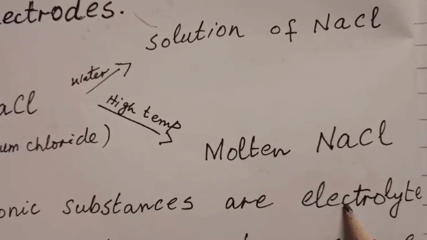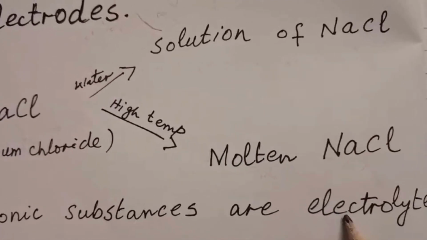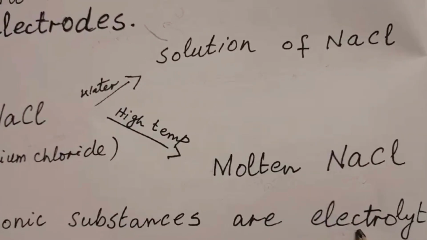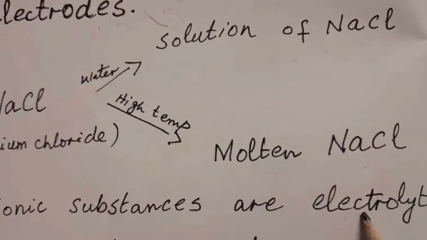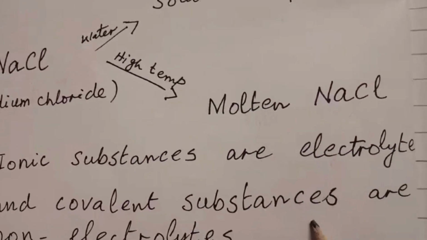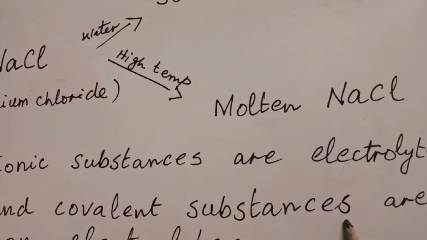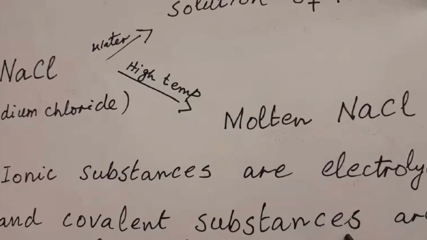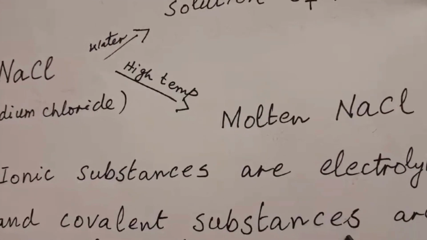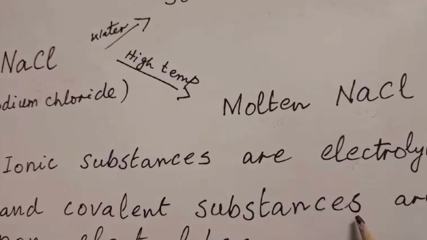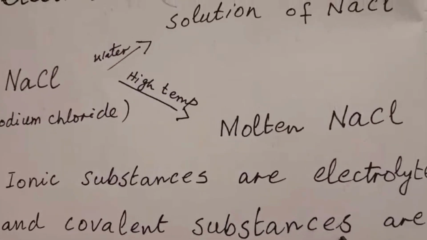Other examples of electrolytes are the acids, alkalis, or other salts, whether in solution or in molten form. The covalent substances are non-electrolytes because they do not contain ions. For example, glucose, C6H12O6, and sucrose, C12H22O11, are non-electrolytes.